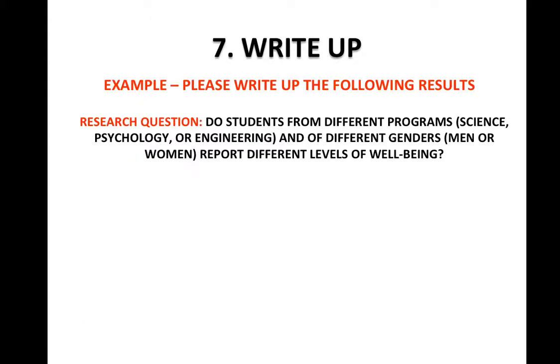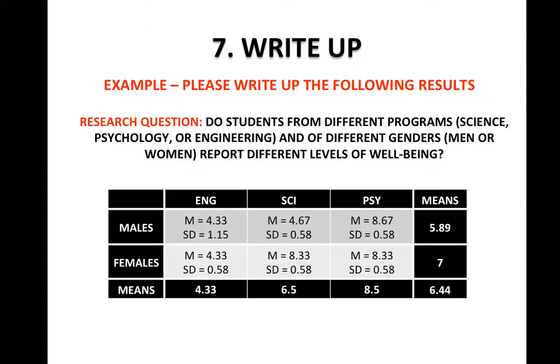Okay, so the research question was, do students from different programs, science, psychology, or engineering, and different genders, men or women, report different levels of well-being? So these were our results. If you recall, we had the mean and standard deviation for each of the cells. So we had the male engineers, the male science students, and the male psychology students. And then we had the same information for the female engineers, female science students, female psychology students.